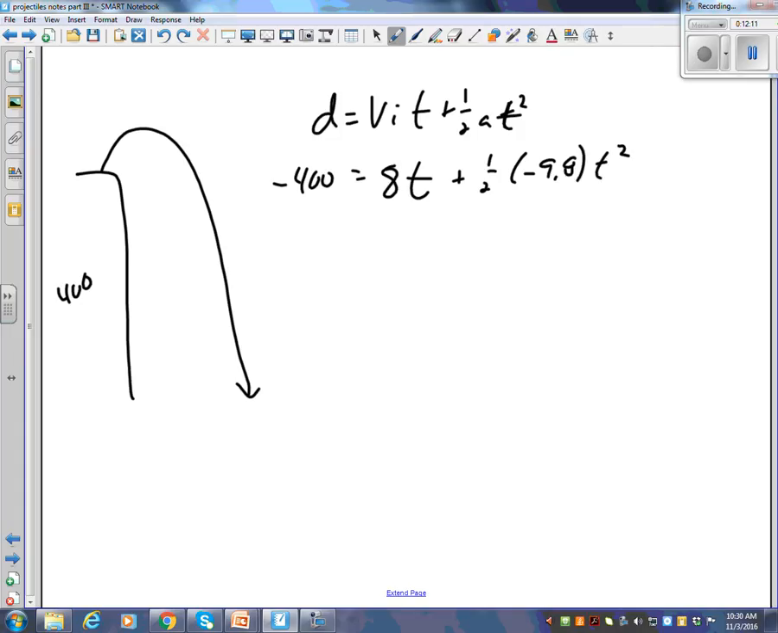Now, are you seeing ahead here? 1/2 of minus 9.8 is minus 4.9. We want to make that positive, so we're going to take this negative 4.9 to the left, and it becomes 4.9 t squared. Then the 8t goes to the other side and becomes minus 8t, and the minus 400 is already there.